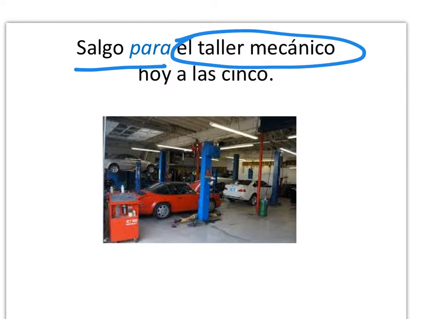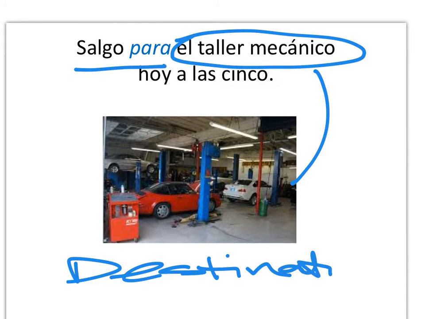¿Cómo se dice el taller mecánico? ¿Qué es taller mecánico? Jiffy Lube, Hey Tire, Gerald's. These are all talleres mecánicos, right? Places where you get your car worked on. ¿Entienden? Okay, so this is a place. So why wouldn't I use por? I just talked about using por with places. But when I talked about using por with places, it was the route. Exactly. But this is what? Where I'm going, the destination. Exactly. Muy diferente.